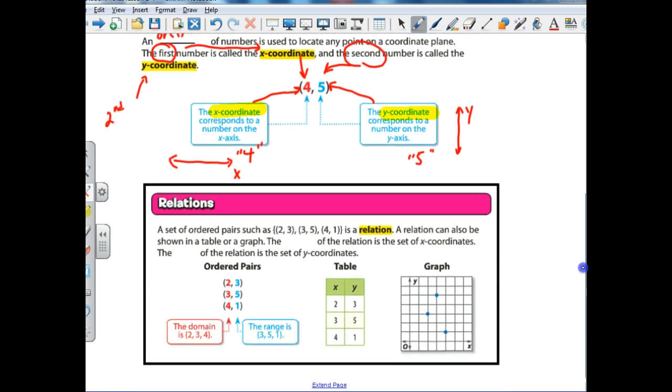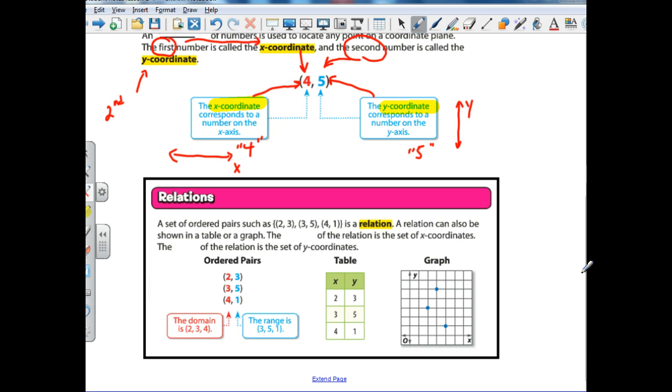So if we go down here, I'm going to just finish up this side of the paper. It's a short video, which is good for you, but I want to get these words, and then I'll start a new video for the actual notes you'll be taking in class. It's about relations, which is what all these are. A set of ordered pairs such as this is called a relation. The whole group is a relation.